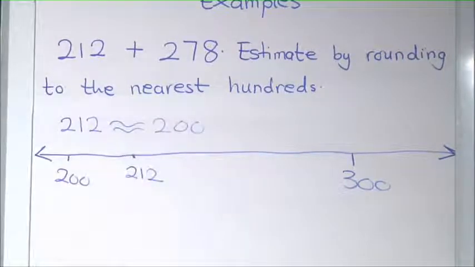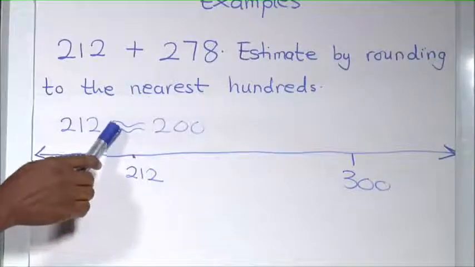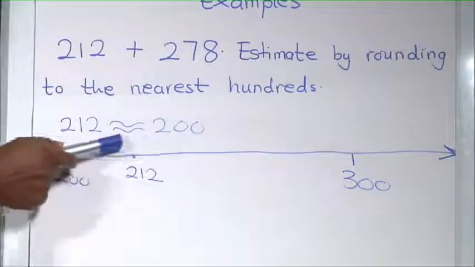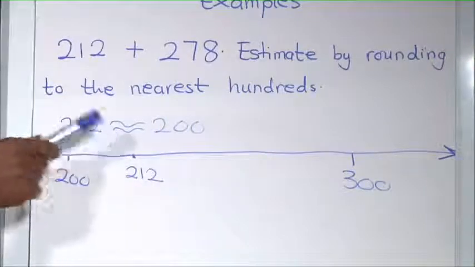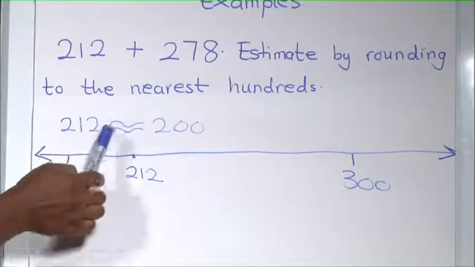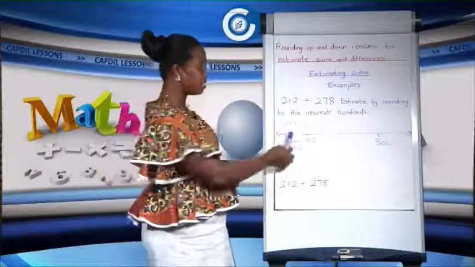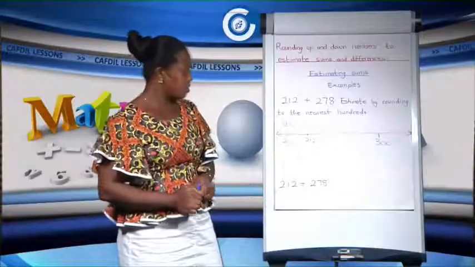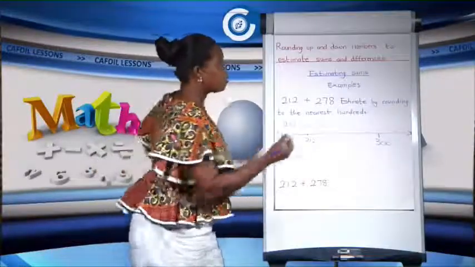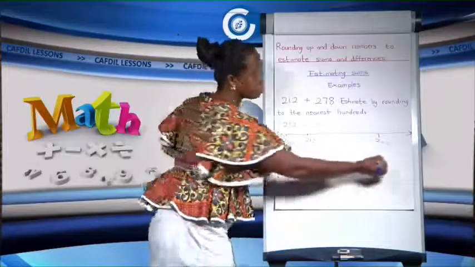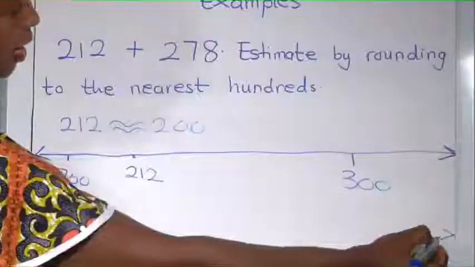I hope you remember the sign. Approximately equal to, because 212 is not equal to 200. So make sure you don't bring the equal to sign. This is the sign we are going to use, and it is called the approximately equal to sign. That is it. Now let's look at the next number. We are going to use our number line again.